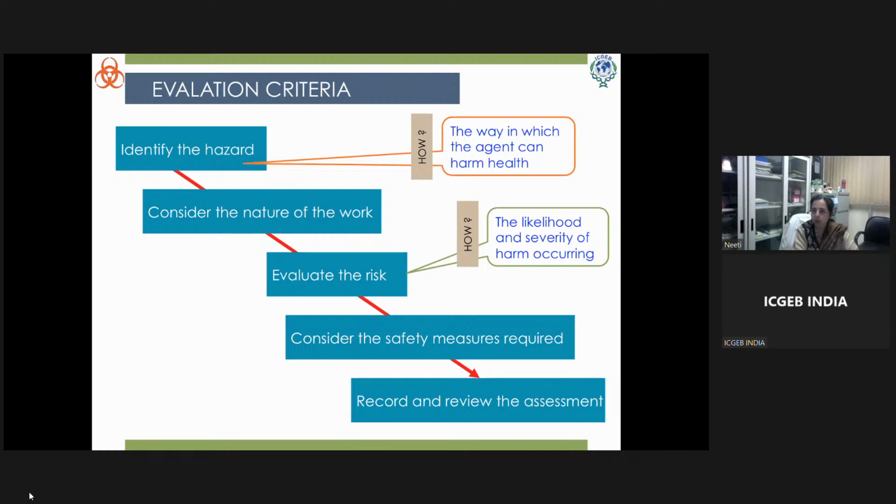But the most important point or parameter here, which is normally overlooked, is to record and review the assessment. It is a constant monitoring and a constant assessment of the risk factor of the lab premises or the facility premises, as well as individual health, that becomes a very important factor in this evaluation criteria, and at times can help in evaluating whether the risk group needs to be upgraded in specific conditions if required.